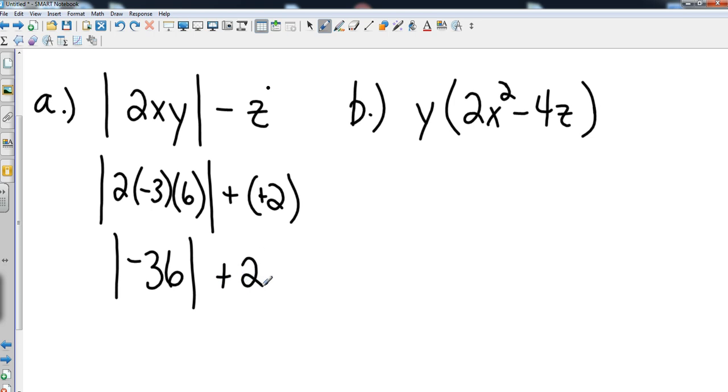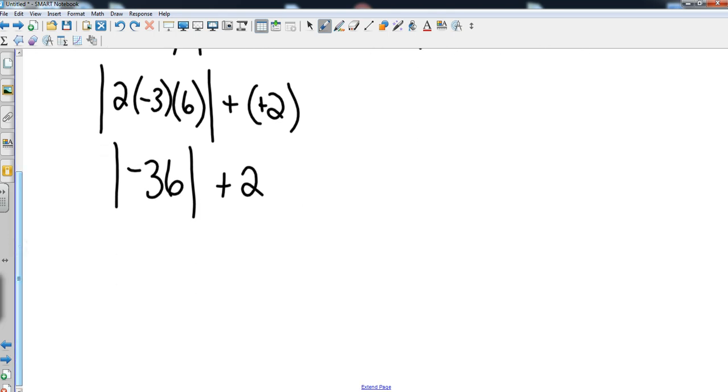So remembering absolute value is the distance to 0. If this were on a number line, negative 36 is 36 spaces away from 0. So that's going to give me a final expression of the absolute value, 36, plus 2, with a final answer of 38.